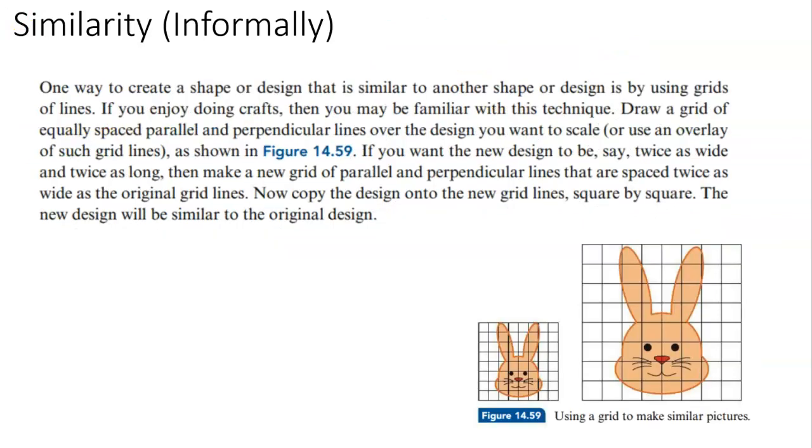So one way to create a shape or design that is similar to another is by using grids. If you have done any art or crafts, you may actually be familiar with this technique. We're going to draw a grid of equally spaced parallel and perpendicular lines over the design that we want to scale. And then if we want the new design to be, say, twice as wide and twice as long, then we would make a new grid of parallel and perpendicular lines that are spaced twice as wide and twice as long, and then copy the design onto the grid. And this will be similar.